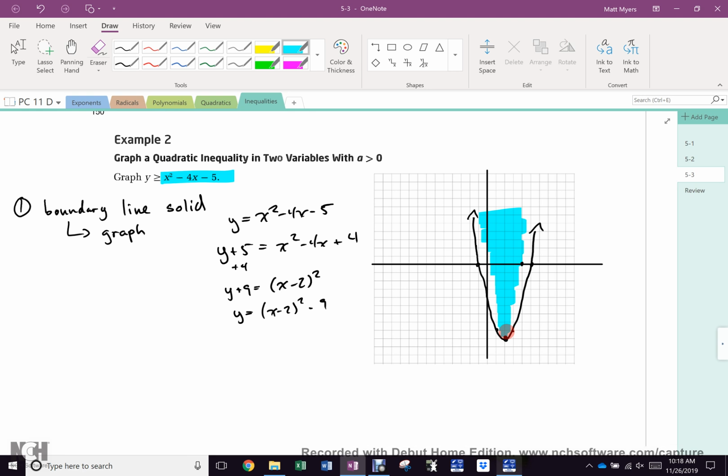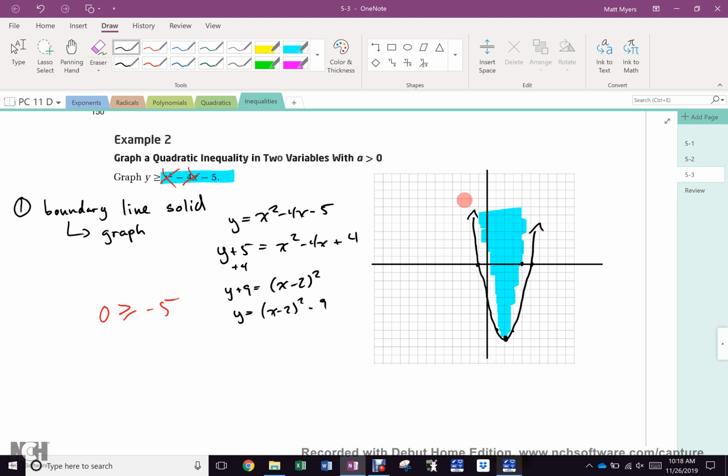What's the easiest number to check? 0. Is 0 greater than or equal to negative 5? So is 0 part of the solution? So I shade where the 0 is.